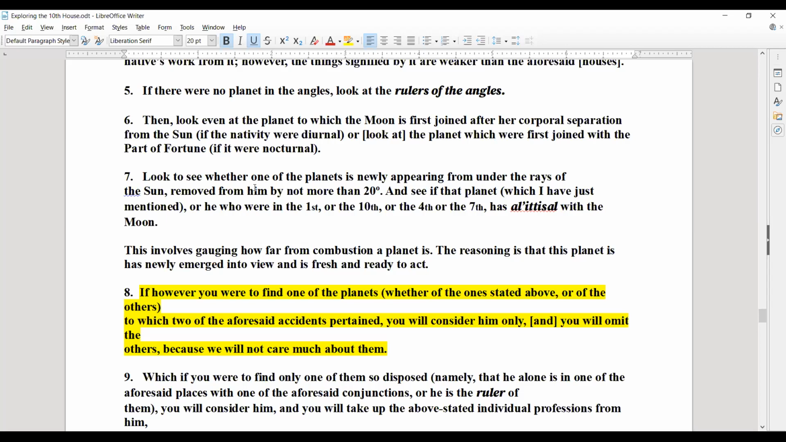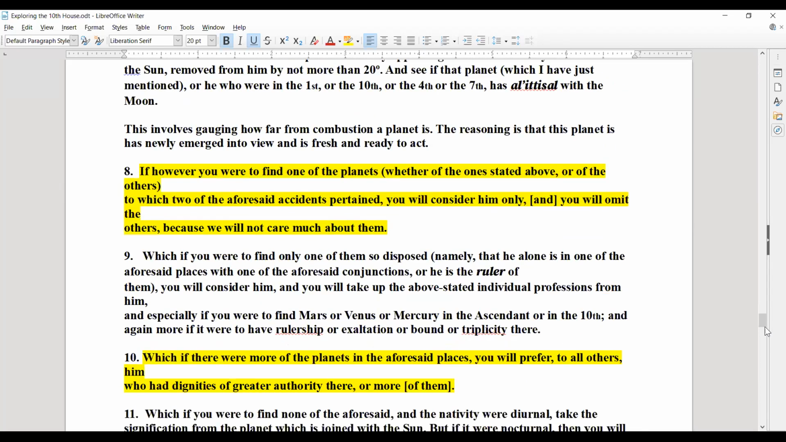And see if that planet, or he who were in the first, fourth, or seventh, or whatever, has Al-Ittisal. Al-Ittisal is essentially applying. Now remember when we've done our working with aspects, and we've talked about applying and separating, and see if it's applying with the moon. I'm going to go through two more things here, and then we're going to come back to this because I'm going to show you an example of this perfectly.